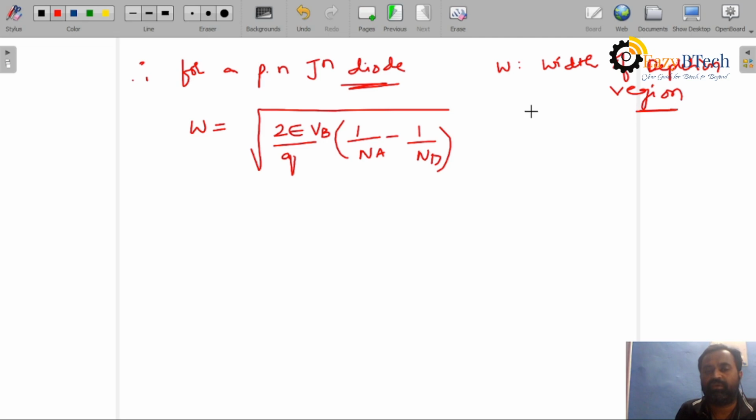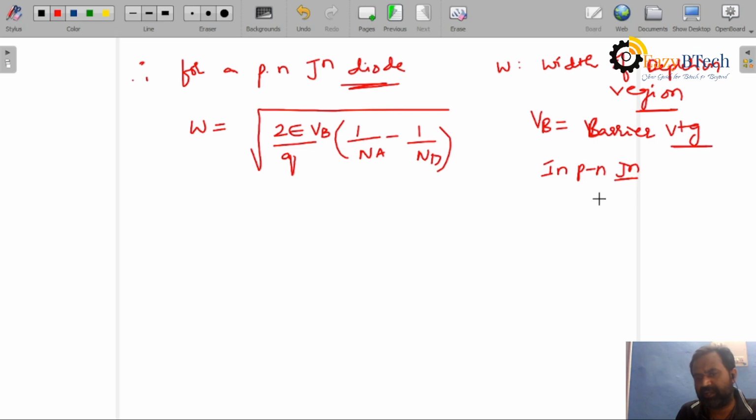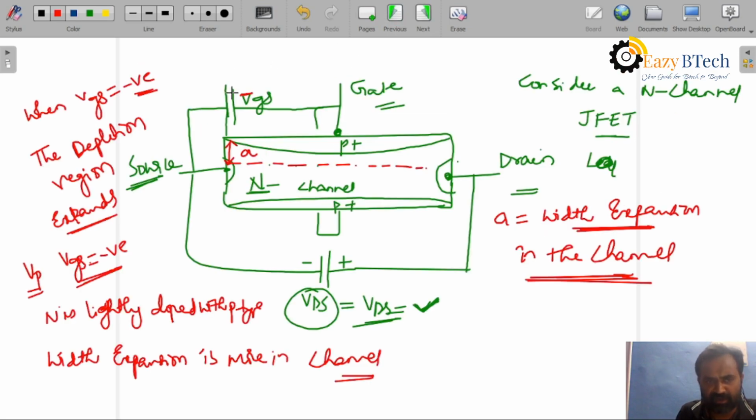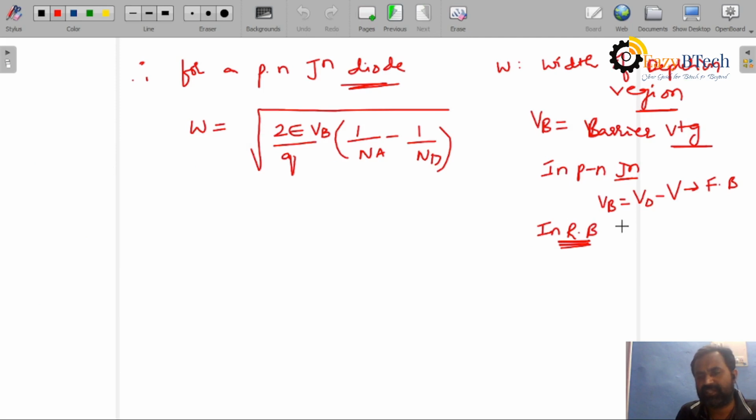Now, VB is the barrier voltage. If the PN junction diode is in forward bias, then VB is equal to V naught minus the applied voltage V. For reverse bias, you can see here it is negative and here positive, which means this PN is operated in reverse bias. In reverse bias, barrier voltage VB is equal to V naught plus V. V naught means built-in potential, V means applied voltage. This is for reverse bias.